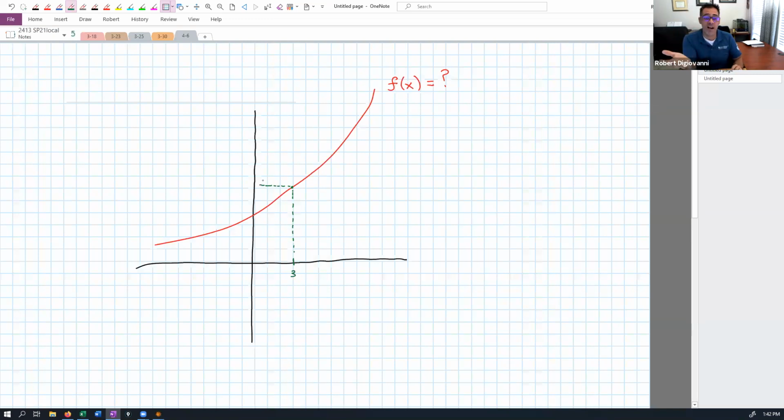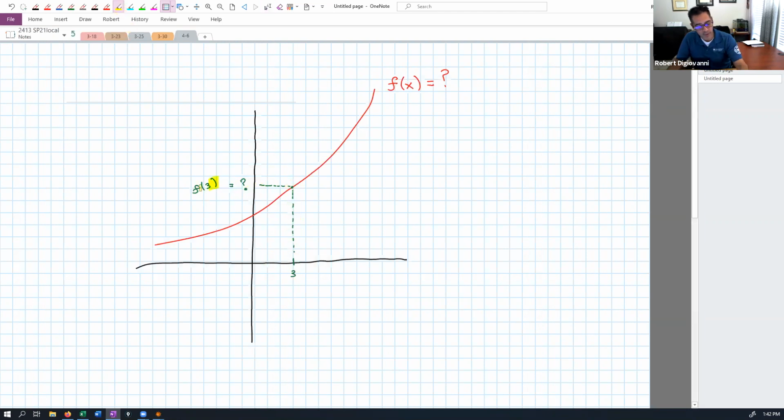In the previous problem, it was 9, wasn't it? But generally, I don't know what this would be, right? That's supposed to be a question mark. In fact, isn't that just the function's value at 3? I still don't know what the function is, but that's the value of the function at 3. Got it?